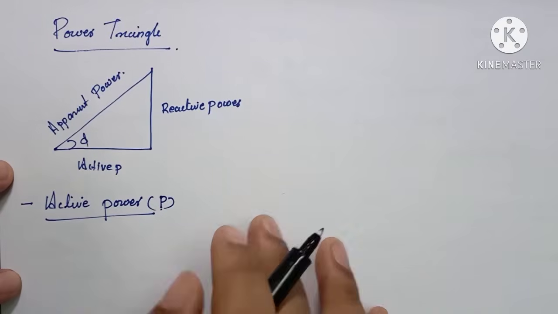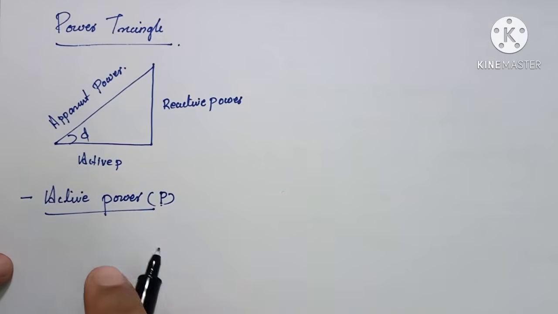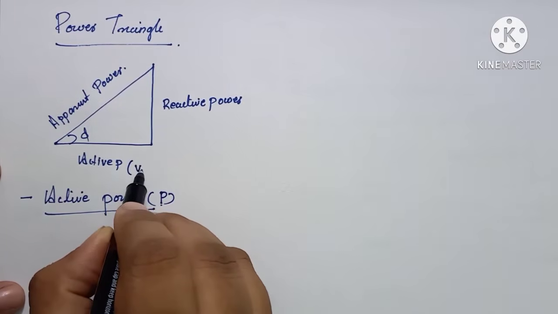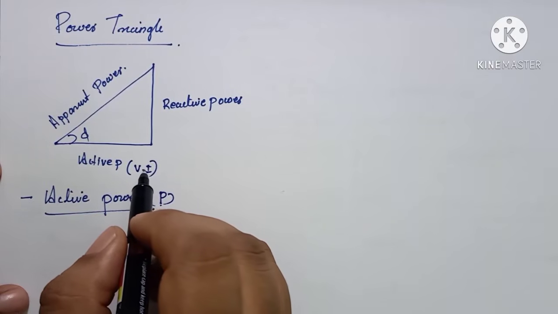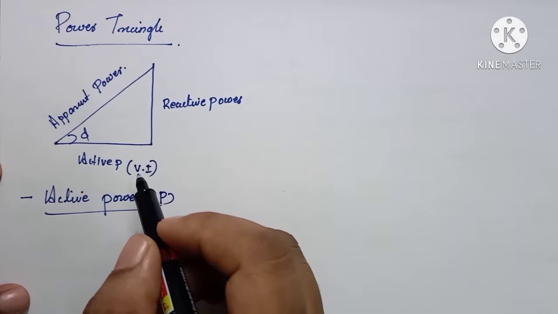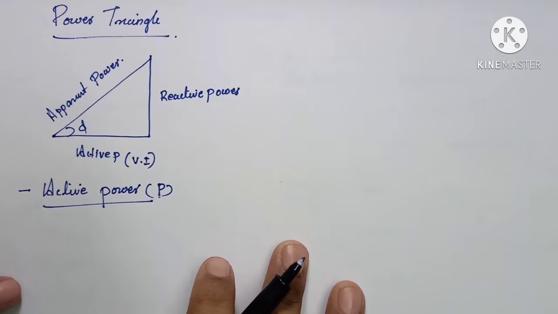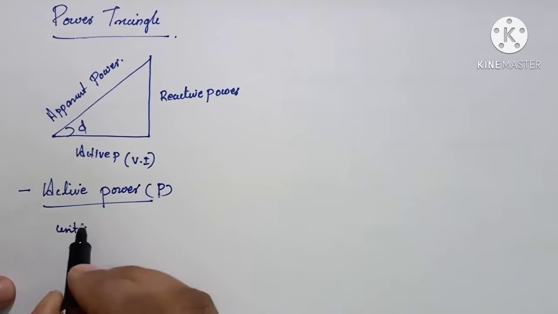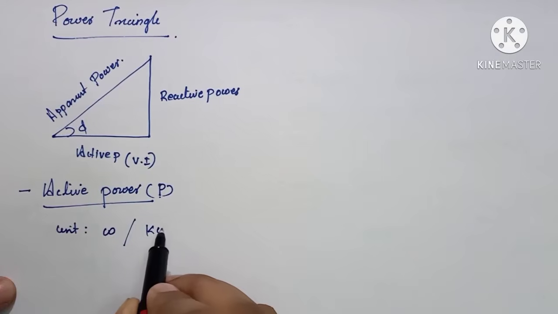What is this active power? It is nothing but the power consumed by the load. Or we can say that it is the product of voltage and current. And this voltage will be the applied voltage and current will be the current that is supplied by the load. Okay. So active power is nothing but the power consumed by the load, and its unit is watt, or otherwise kilowatt. Okay.